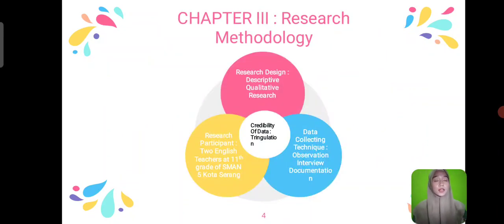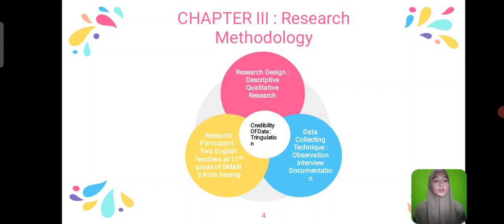Okay, for the last slide is chapter 3, that is research methodology. So in this part I put 4 big points in here. For the first one is research design. I use descriptive qualitative research, and the last is research participant. I choose 2 English teachers at 11th grade of SMA Negeri 5 Kota Serang, and my data collecting technique is first observation, second is an interview, and the last is documentation.